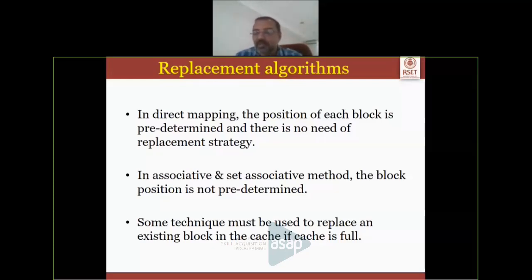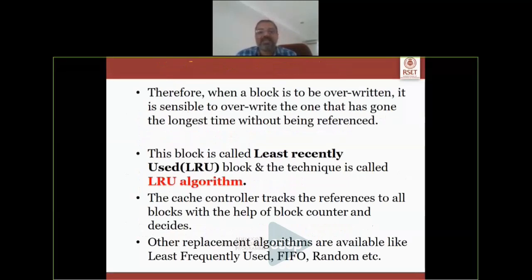So we don't need any particular algorithm for that. Take the case of set associative or fully associative. If the cache memory is filled and the processor needs some data, in associative mapping we can remove any block. Which block has to be removed? Here there are different algorithms. First, we will discuss the least recently used algorithm. It keeps track of which block is least recently used, not referred to in the last few times. That particular block can be removed and the new block can be loaded. That algorithm is called least recently used.